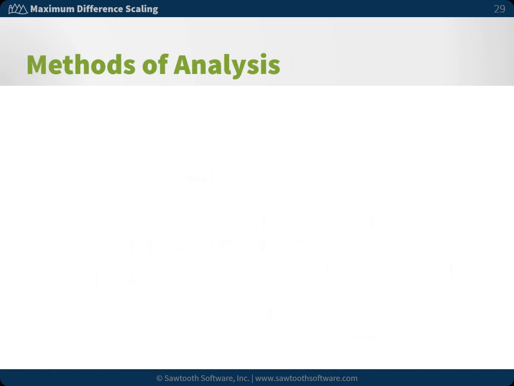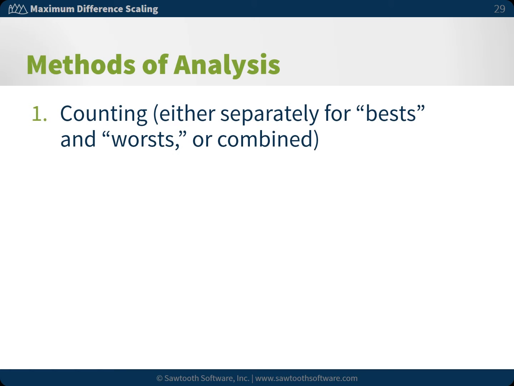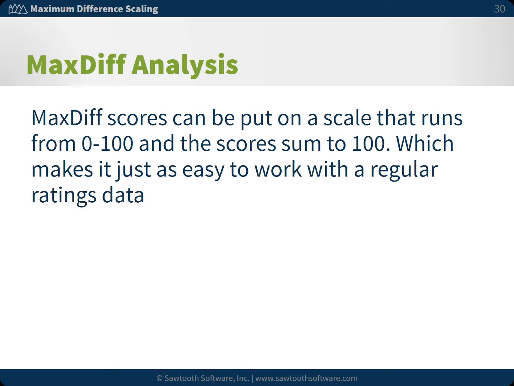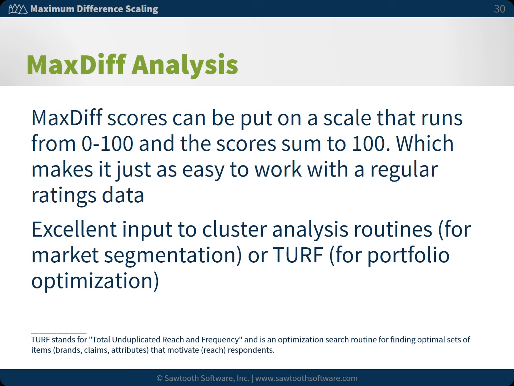There are 4 different methods commonly used to analyze MaxDiff data. First, you have counting analysis, which you can do either separately for bests and worsts or combined. Second, you have aggregate logit analysis. You have latent class for multiple group solutions. And you have hierarchical Bayes, or HB. MaxDiff scores can be put on a scale that runs from 0 to 100 and the scores sum to 100, which makes it just as easy to work with as regular ratings data. It also provides excellent input to cluster analysis routines for market segmentation or TURF for portfolio optimization.